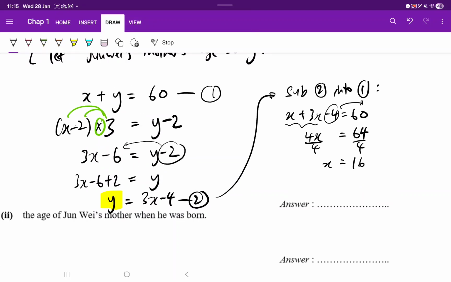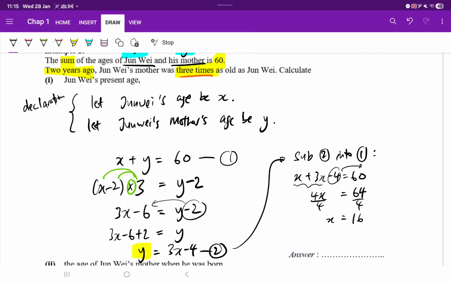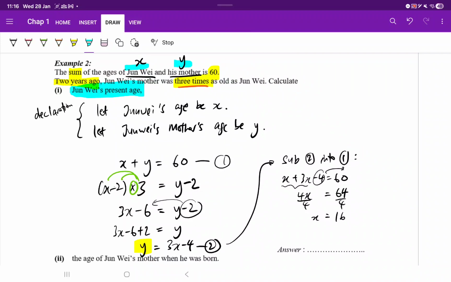Do you all know that this question didn't ask me to solve a simultaneous equation? If I zoom out, the question says, find Junwei's present age. Do I need to find y? No, right? The question only asked me for Junwei, which also means I only need to find x, right? Because I only care about him. So I can actually stop here. You don't need to go on to find y. You can stop here and say Junwei is 16 years old. When you are done, we answer the question. We don't waste time and effort.